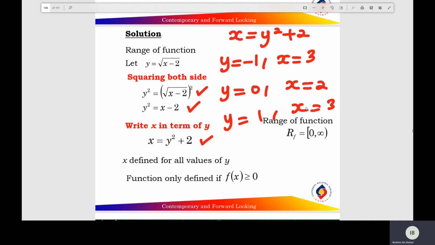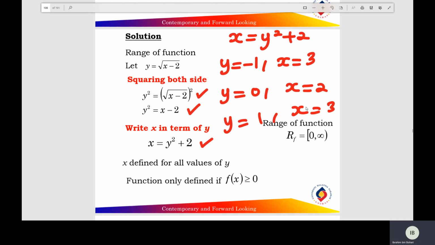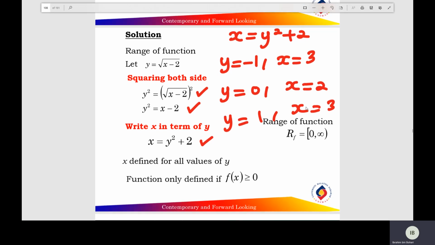Okay, you just try and error. First value you substitute into the function, when y equals negative 1: negative 1 squared plus 2, the answer is x equals 3. Second value, y equals 0 plus 2, the answer is x equals 2. And then the positive value y equals 1, and the answer is x equals 3.